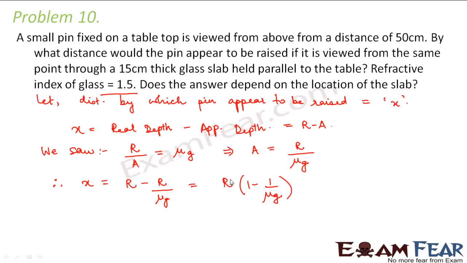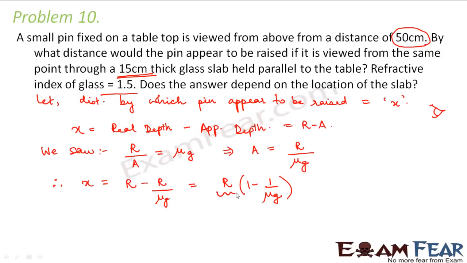So what is the real depth? The real depth is nothing but the thickness of the glass slab, which is given here as 15 centimeters, because the location from where we are viewing the small pin really doesn't matter. Please compare it with the fish example in real depth, apparent depth. There the eye was located somewhere here. How far the eye is located from the object really doesn't matter. What matters is the amount of water or the thickness of the water which is present there.